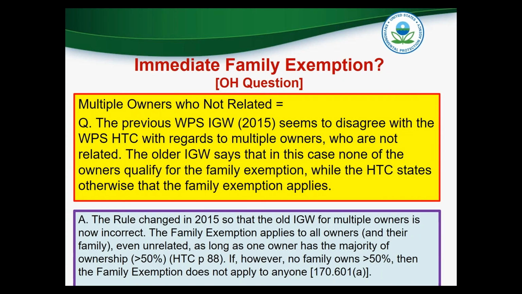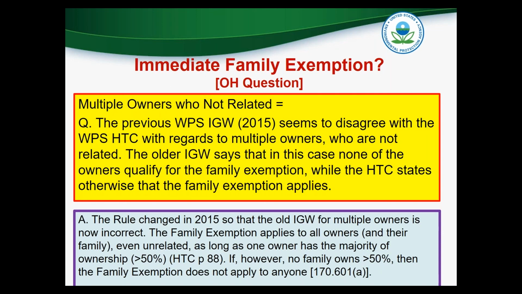This actually came from a while back from Ohio. Previous IGW 2015, this is the older one, seems to disagree. This is what the Ohio question was, to disagree with the How to Comply manual with regards to multiple owners. Richard already kind of addressed that it has changed. The older IGW says that in the case none of the owners qualify for the family exemption, while the How to Comply states otherwise, the family exemption applies.